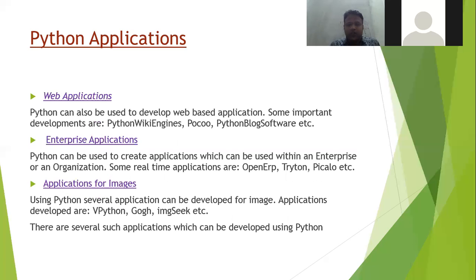Web applications: Python can also be used to develop web-based applications. Some important developments are Python Wiki Engine, Poco, and Python blog software, and some kinds of enterprise applications that we're using. Python can be used to create an application which can be used within an enterprise or an organization. Some real-time applications that we're using are OpenERP, Triton, and Picalo. So these are the different enterprise applications we're using.